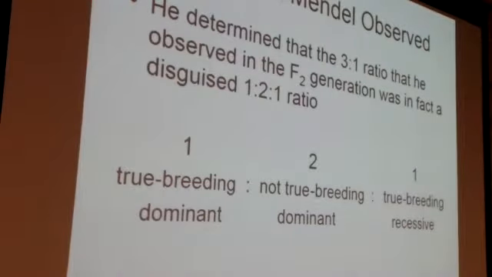Phenotype is what it looks like, or the outcome of the genes. Genotype are the letters. Those are the genes for the alleles. So when we set up a Punnett square, remember that these are big A, little a.